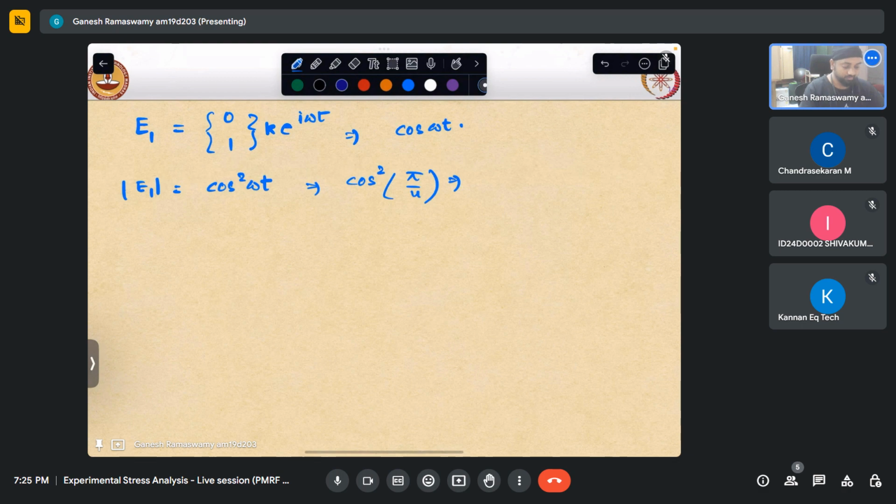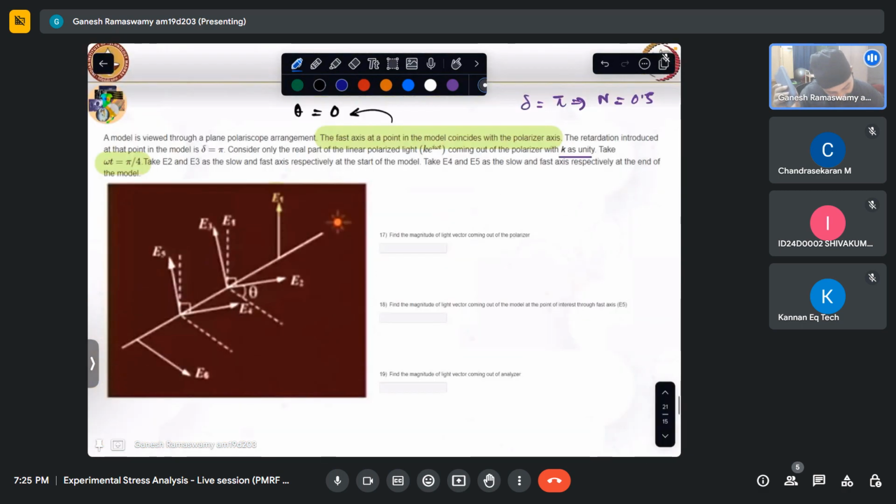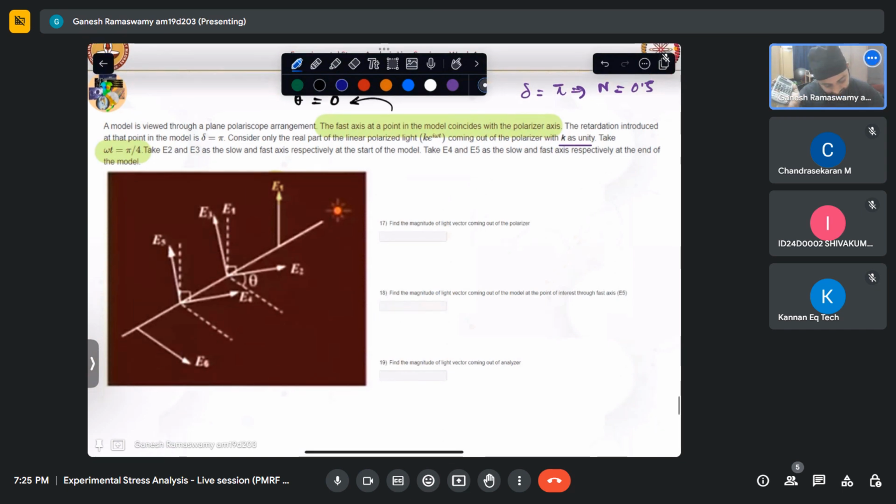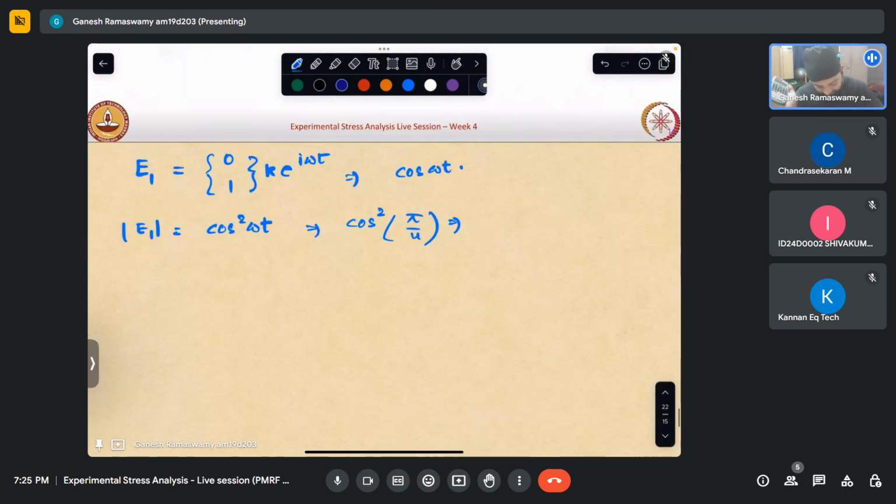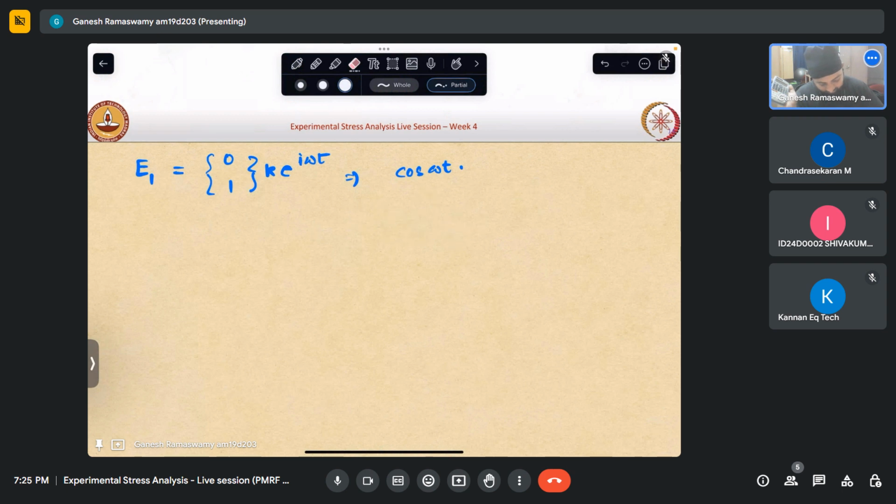I'm sorry, magnitude of the light vector. E1 is only asked. It is not the intensity. It is the magnitude of this light vector. So this is nothing but cos pi by 4. So cos pi by 4 comes to, it is cos 45. So it will be point.